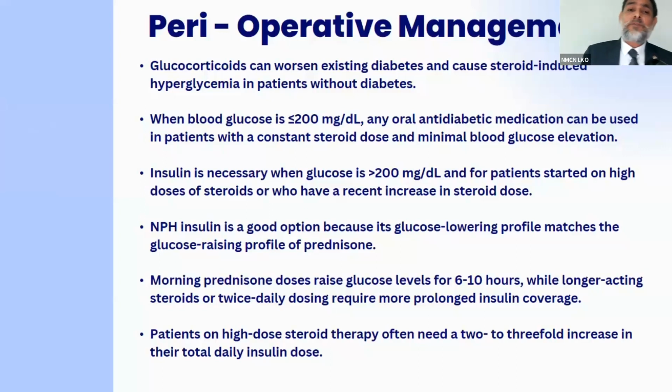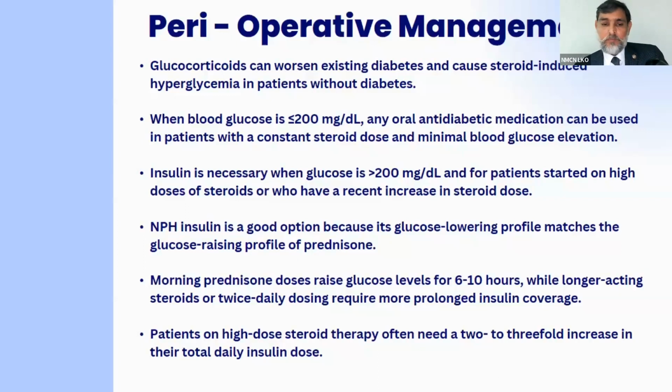Then perioperative management. Glucocorticoids are mostly used in long surgeries, and this can worsen existing diabetes and cause steroid-induced hyperglycemia in patients without diabetes. When blood glucose is under 200, any oral anti-diabetic medication can be used in patients with a constant steroid dose with minimal glucose elevation. Insulin is necessary when glucose is above 200 and for patients started on high doses of steroid or who have a recent increase in steroid doses.